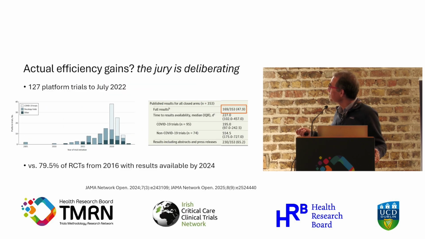In terms of actual efficiency gains, this is a systematic review that reviewed 127 platform trials that had been completed as of July of 2022. And at the time of this review, which was 2 years later, only half of them had reported results. Versus a different systematic review, where about 80% of trials that were launched in 2016 had reported results by 2024. Within a year of completion, about 80% of them had reported results.